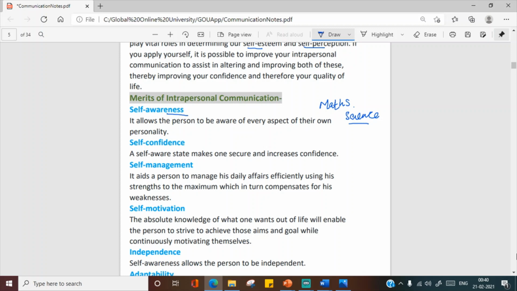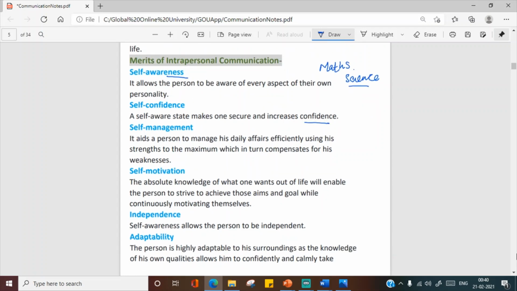It brings self confidence. What happens when you speak to yourself? For instance, you have to give a speech in the school. So you stand in front of the mirror and you practice. So you are talking to yourself. That is intrapersonal communication. It increases your confidence.